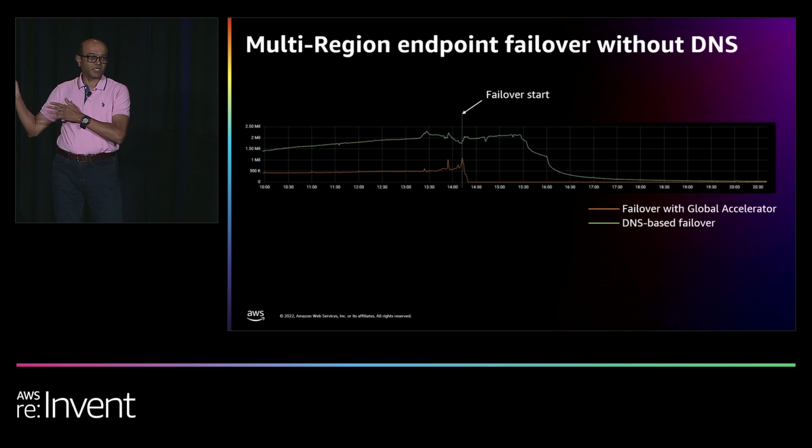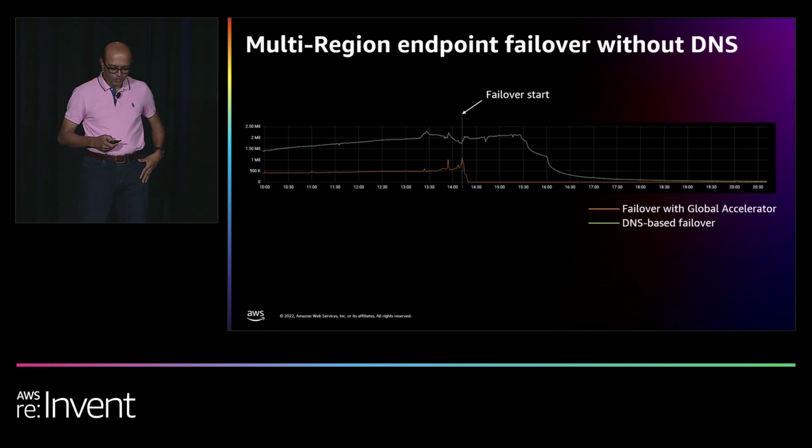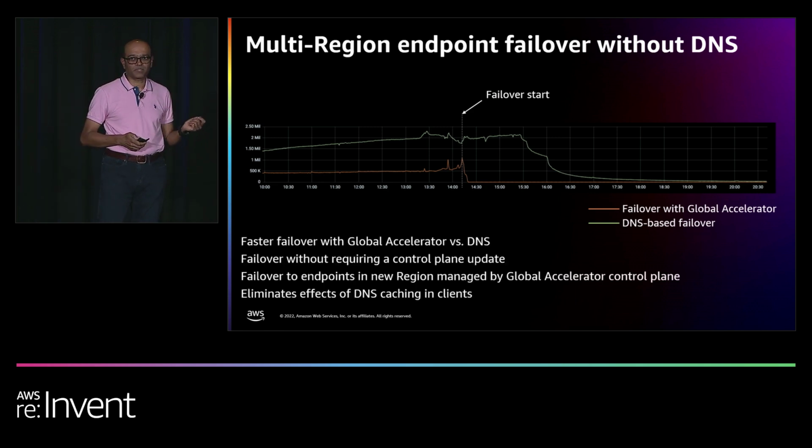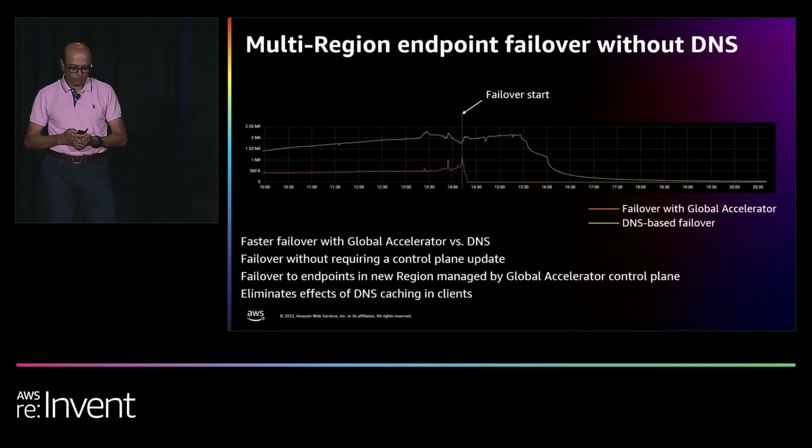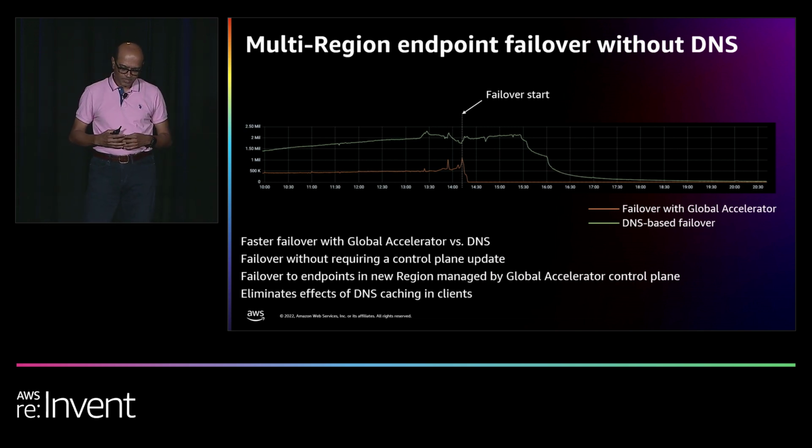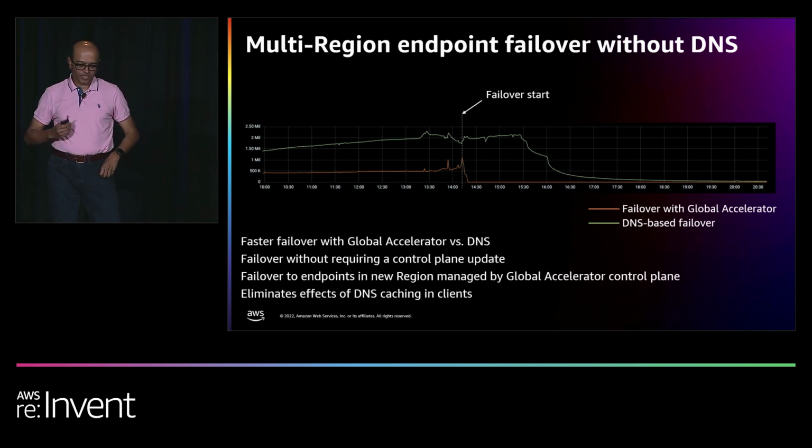And the reason is because of DNS caching, right? So that's something that you as an application owner really cannot control. So this is another really important benefit of Global Accelerator, where you can achieve faster failover compared to DNS, without requiring a control plane update too. So the failover to the healthy endpoints is managed by the Global Accelerator control plane, and this is very useful when you want to eliminate the effects of DNS caching.